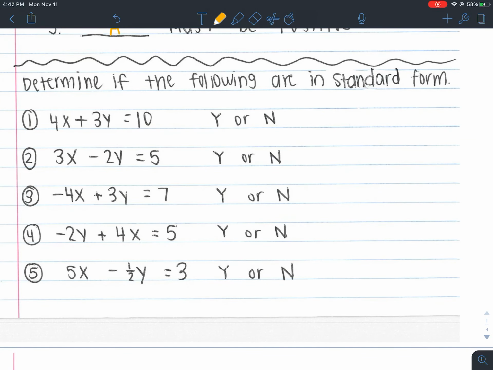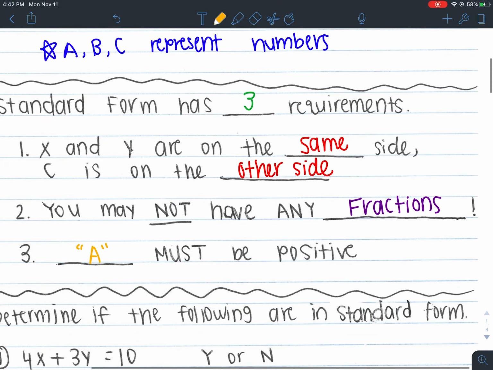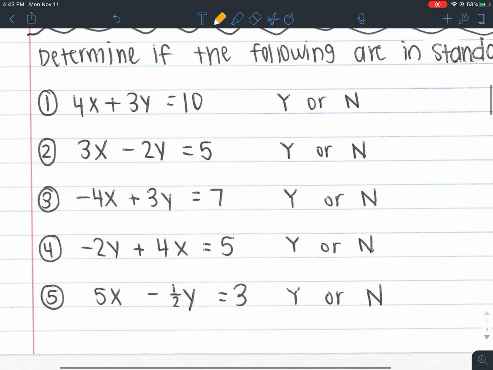So before we get started, I want us to just look at some equations to see if we can tell if they're in standard form or not. So number 1, 4x plus 3y equals 10. The first requirement is that x and y need to be on the same side. Check, they're on the same side. The second requirement is that we don't want any fractions. That also includes decimals, so no decimals and no fractions. The reason why I don't put decimals up here is because they're kind of the same thing, right? Like 0.5 and 1/2 are still parts of a number. We don't want fractions, we don't want decimals. So there's no fractions or decimals in number 1. And then what is our a value? Positive 4.